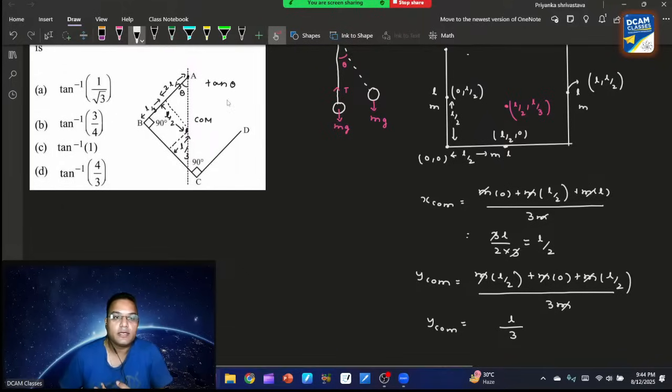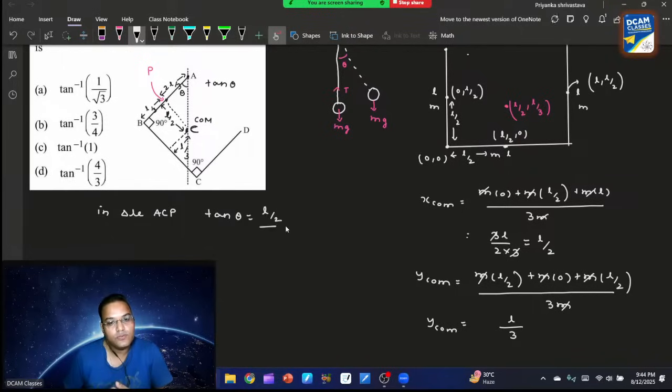Tan theta. Now from this triangle, if I say this is A, this is C, and assume this as P, now in triangle ACP, the tan theta that you will get is L by 2 by 2L by 3. L would get cancelled, it will be 3 by 4. So theta you are getting is tan inverse 3 by 4. This is your answer.